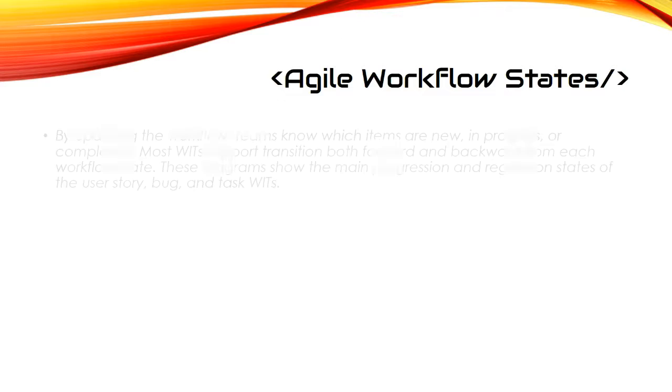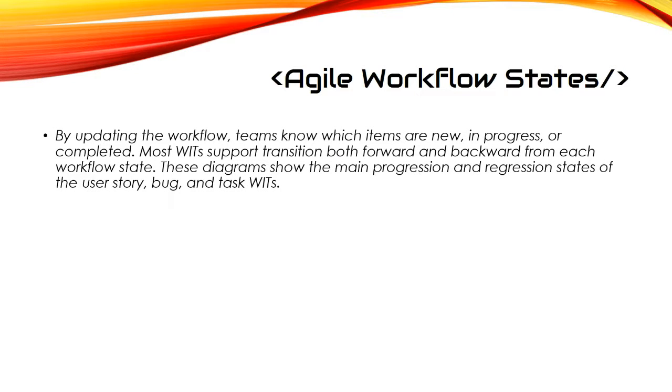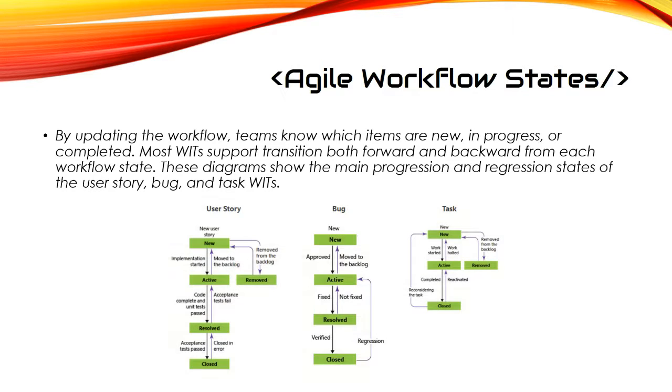Agile workflow states. By updating the workflow, teams know which items are new, in progress, or completed. Most work item types support transition both forward and backward from each workflow state. These diagrams show the main progression and regression states of the user story, bug, and task work item types.